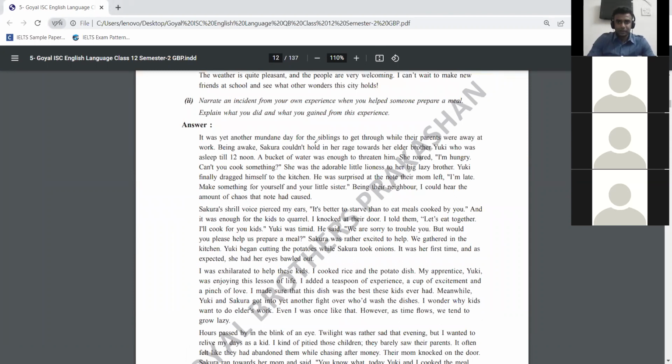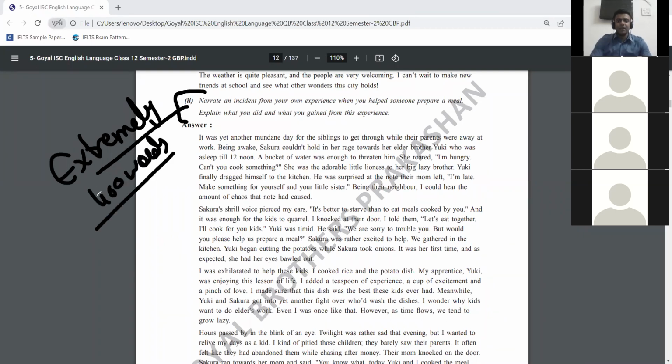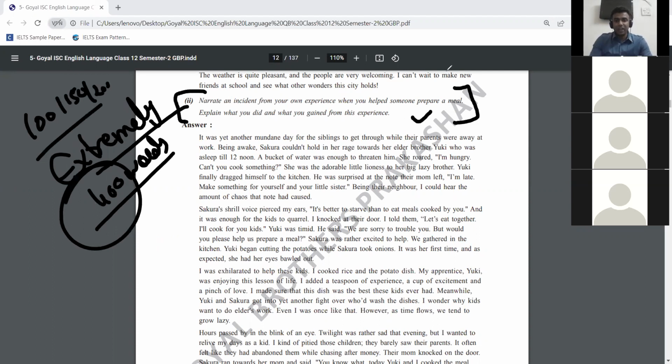Narrative essay. Deepika, kindly read out the question. Narrate an incident from your own experience when you help someone prepare a meal. Explain what you did and what you gained from this experience. Extremely tough to actually collect 400 words regarding such a topic. Believe me, my dear students, if you are very, very well versed in English, I know my words might sound bitter, but in case you are very good at English, then only attempt such a topic, because you would be able to write 100 words or 150 words or even 200 words. But when it comes to 400 words, that's very tough.